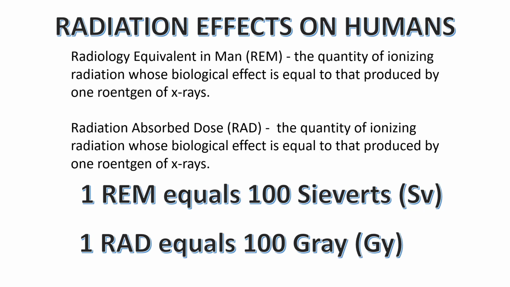Reflecting this amount of radiation, we also have the absorbed dose. Again, the quantity of ionizing radiation whose biological effect is equal to that produced by 1 Roentgen of X-rays. So the idea is one is absorbed dose and the other is the actual effect of the dose. So when we talk about radiation protection, we are primarily interested in the effect of the dose on human beings.